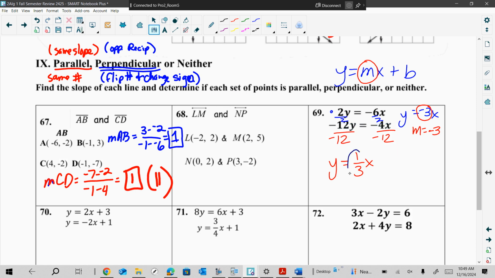And now this is my slope, the number in front. M here equals positive 1/3. When I compare those two numbers, this is a flip and changing of signs. So this one is perpendicular.